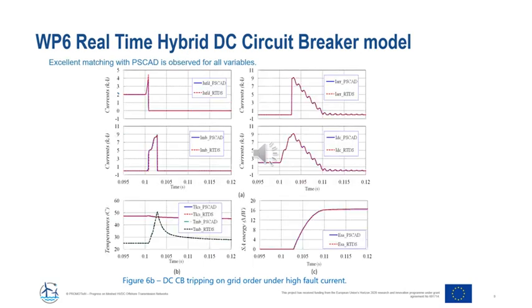This slide shows the comparison of the remaining variables for the same test case from the previous slide. We can see that all important variables show good matching with the PSCAD model, including internal variables like UFD current, main breaker current, temperature of the main breaker, temperature of the load commutation switch, arrestor current, the line DC current, and also energy in the energy absorber.